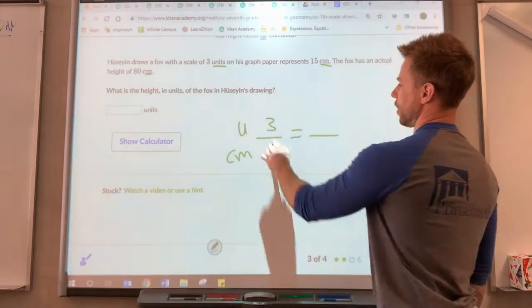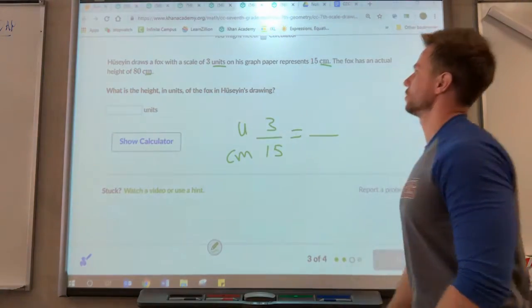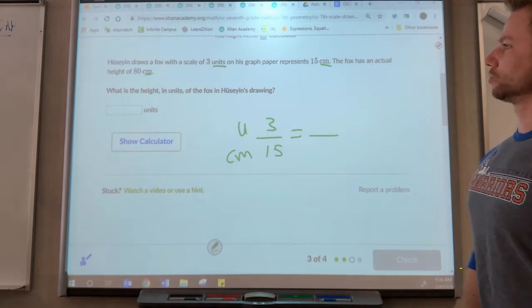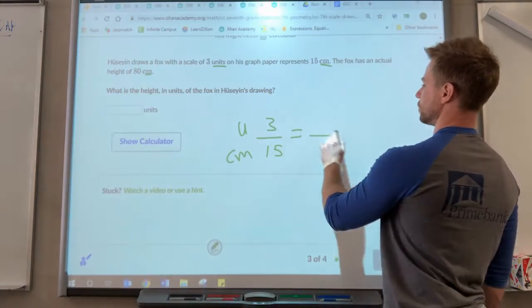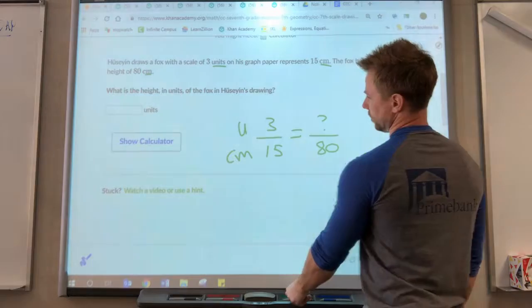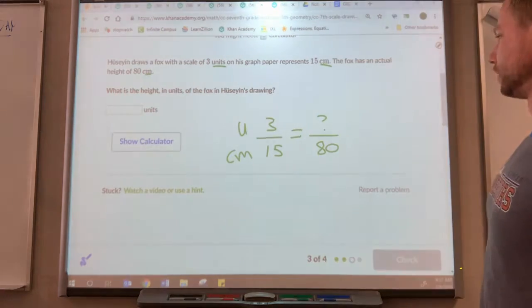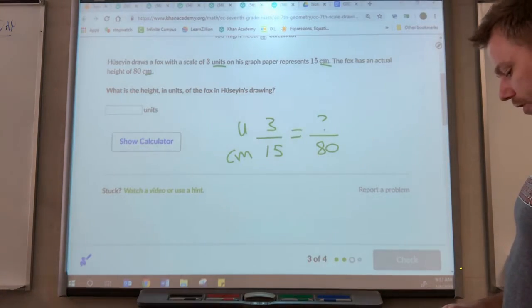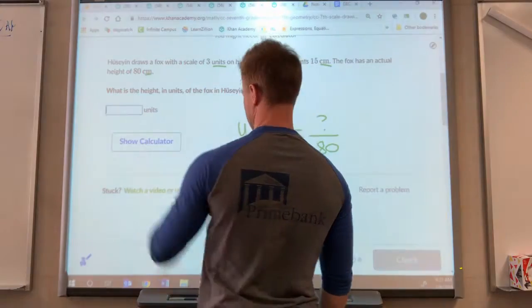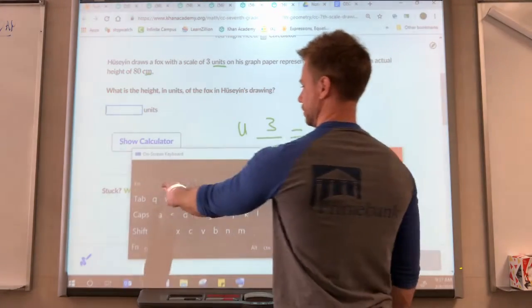So 3 units on the graph paper is 15 centimeters. And then what is the actual height of 80 centimeters? So how many units for 80 centimeters? Then we cross multiply, divide. So 80 times 3 is 240. Divide by 15, we get 16. So that would be 16 units.